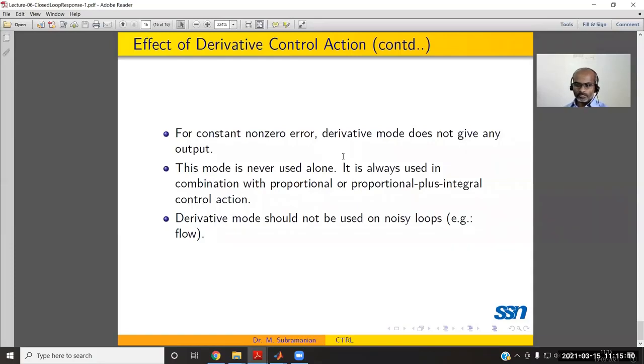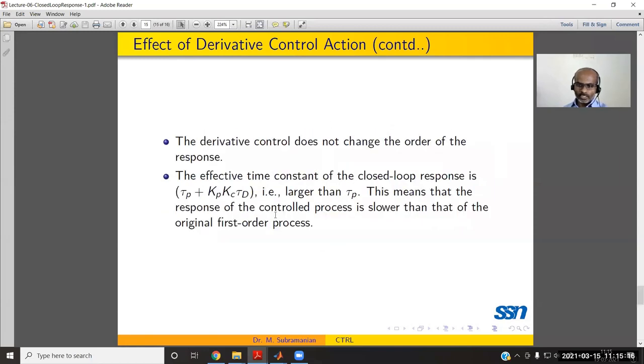Tell me, Mathis. Sir, if D action reduces the order of the system, then why is it not reducing the order? It doesn't change the order. Okay, sir. Even then, why does the speed of response decrease, sir? It should increase, it should improve.